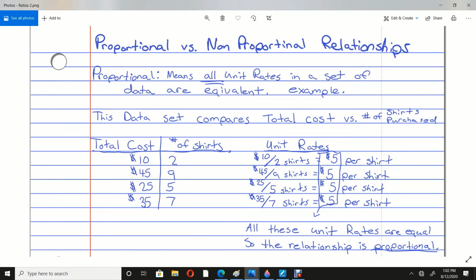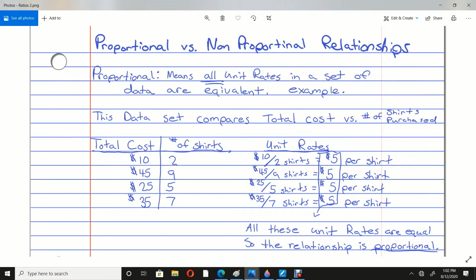Okay, so in this next section, we're going to be talking about proportional versus non-proportional relationships. So you have a definition for proportional. Proportional means all unit rates in a set of data are equivalent. For example, I make a little T-chart down here.